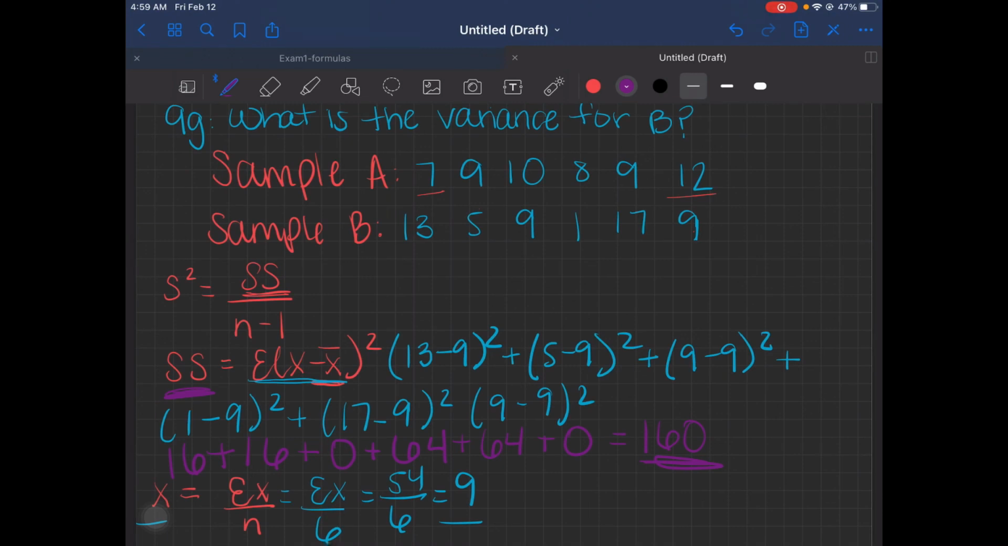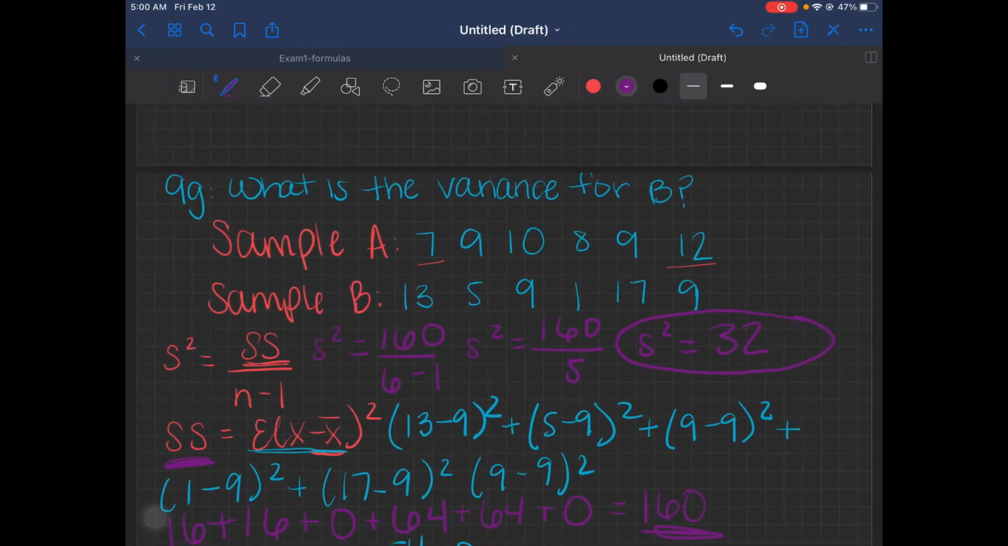So now I'm going to plug that into our variance formula up here. So variance equals sum of squares, which we found was 160, over n minus 1, which we know is 6 minus 1, since 6 was the number in our sample. So variance equals 160 over 5. And then 160 divided by 5 is 32. So our variance is 32. And our answer for 9G is 32.